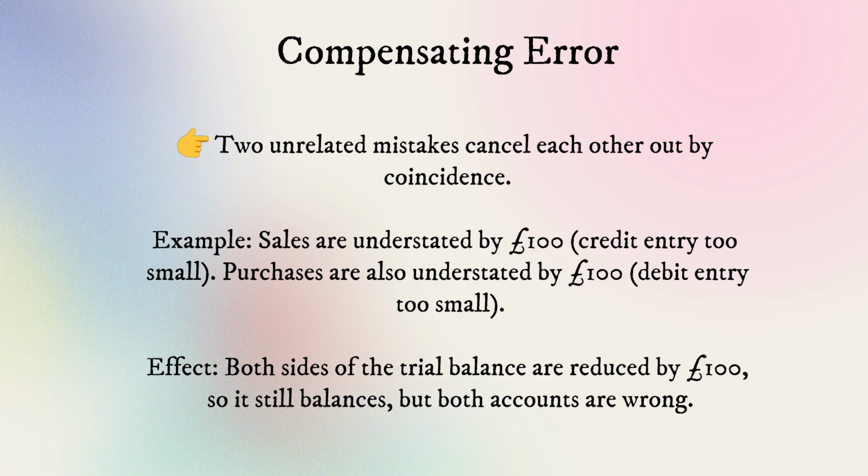So we've put sales in at £100 less than it should be. Purchases are £100 less than it should be. So on your income statement, the two balance each other out. So when you look at the TB, it's going to balance. So that's why a compensating error, because they compensate each other, is not going to show on the trial balance.